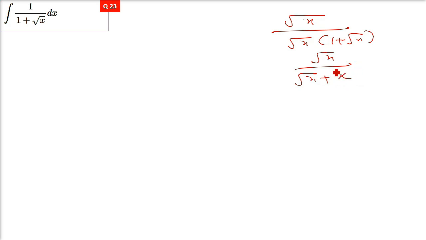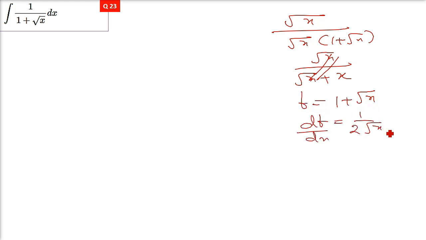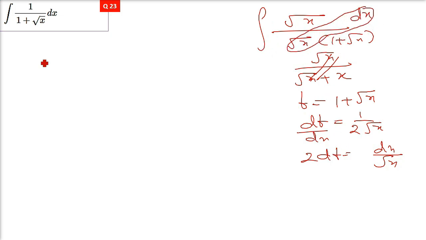Don't multiply it. If you multiply it, you will get root x into x, and that will not serve our purpose. That is why I am cancelling it. So 1 plus root x will be t, dt by dx will be equal to 1 by twice under root x. When this 2 goes up on the left, dx goes up on the right. So dx by under root x will be twice of dt.